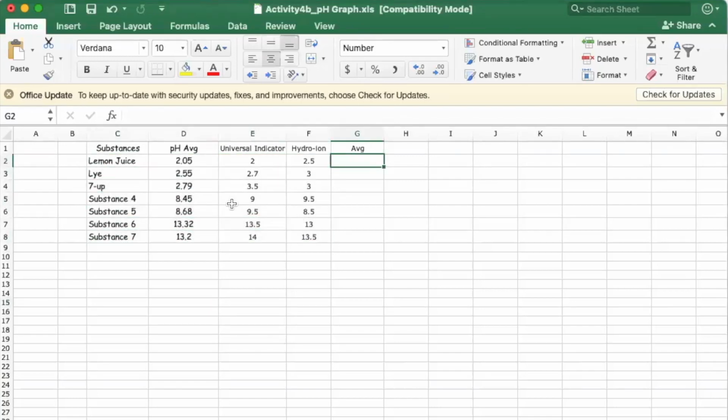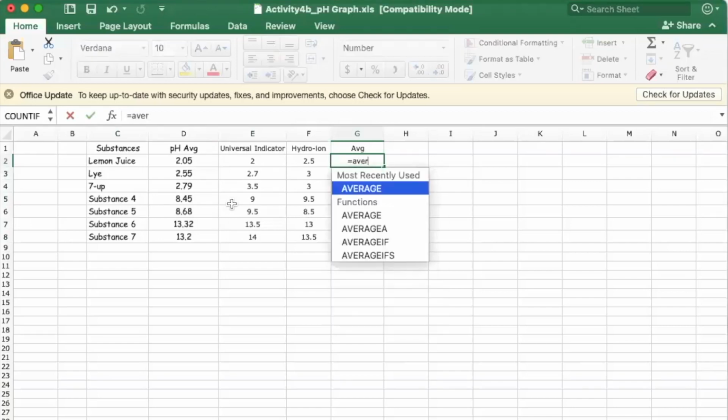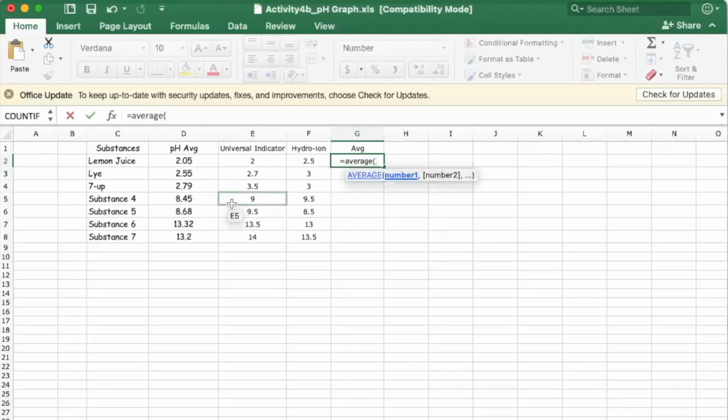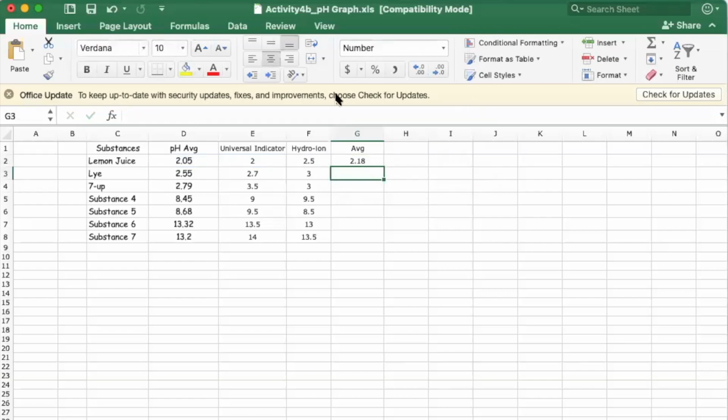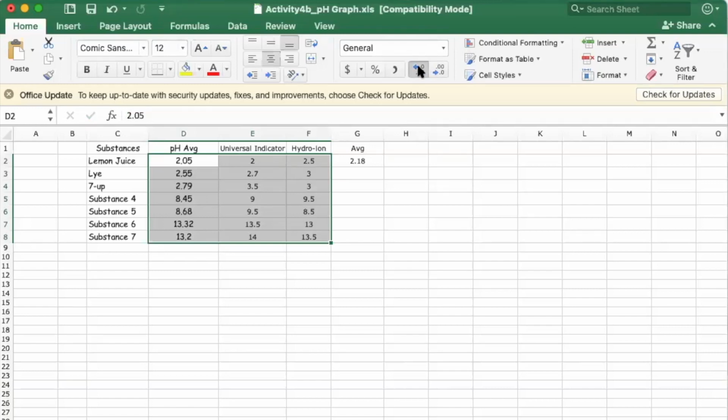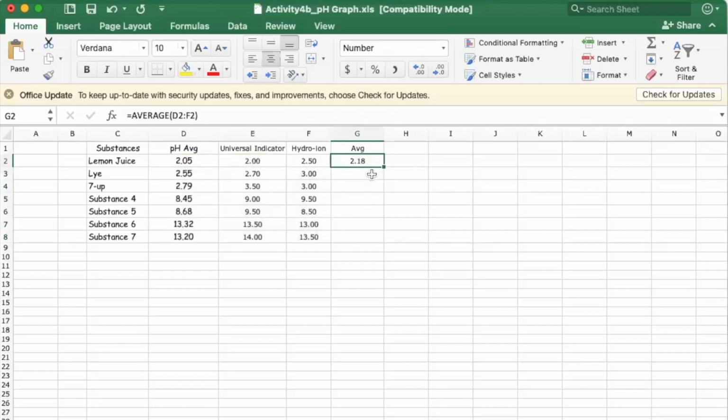And you do that by typing in equals average, left parentheses, and then you want to highlight the cells of which you want to take an average. Click on that. So the average of all these data points is about 2.18, okay? In order to change the number of digits after the decimal point, you can go over here and change that. I want at least 2 digits after the decimal. So I've changed the format here so that they're consistent. And I also want 2 digits after the decimal in the average.